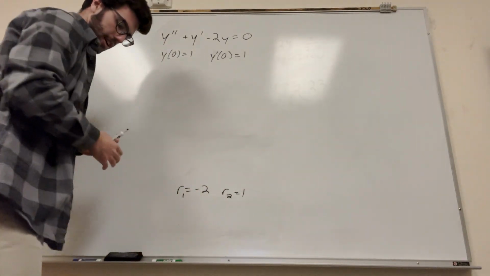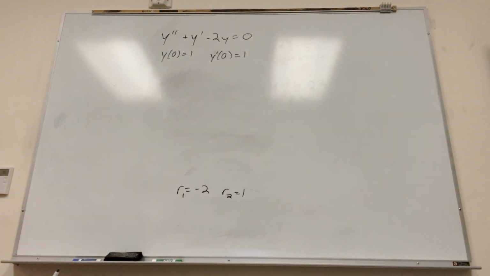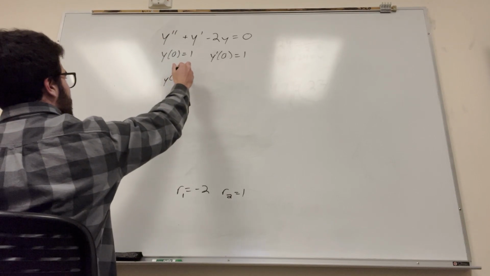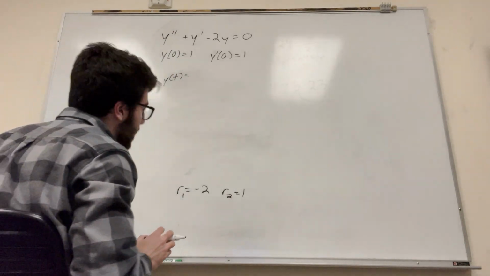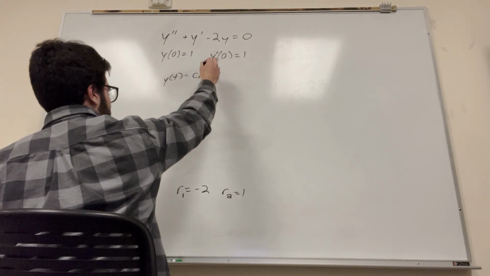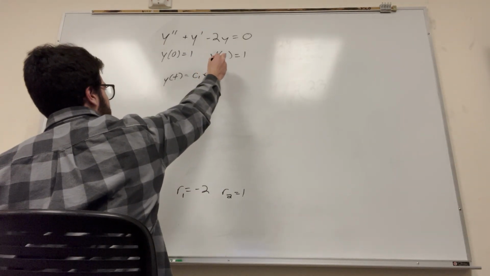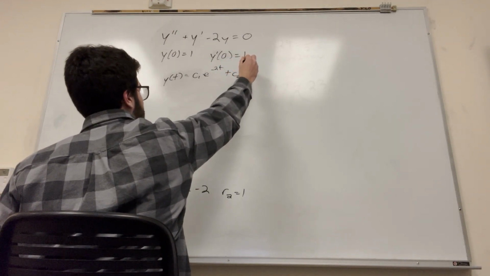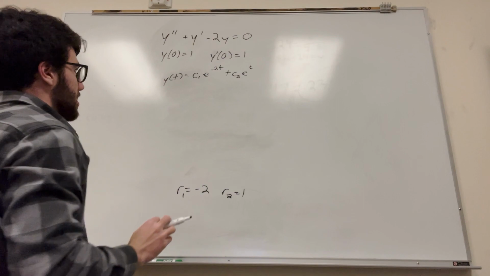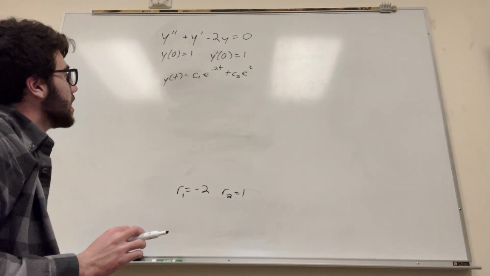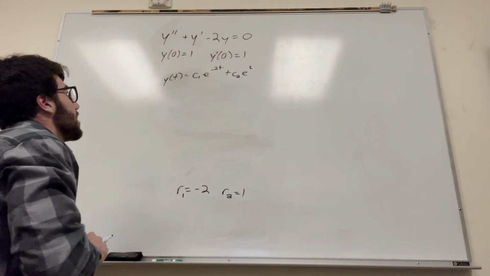Okay, so now we can go ahead and make our equation. So y of t. Don't ask where this comes from because it's kind of confusing, and I'm not going to explain it. It's c1 e to the negative 2t, since r1 is negative 2, plus c2 e to the 1t, so just t. This is our general solution to this differential equation, right? Pretty cool. Now we need to find our values of c.